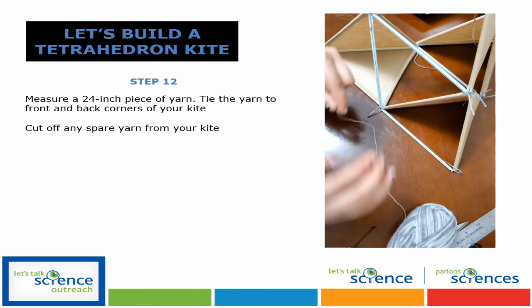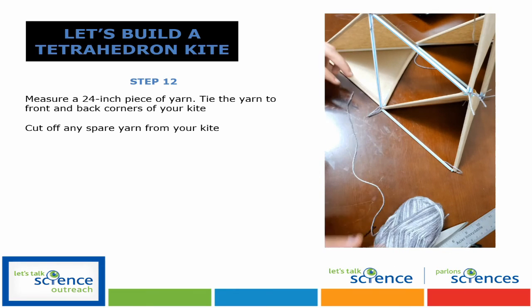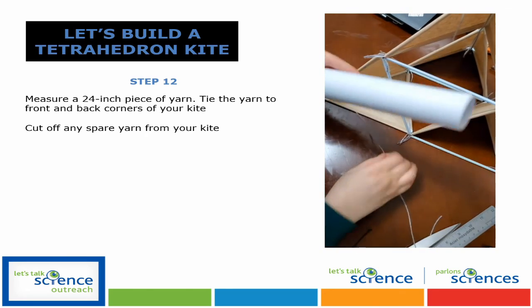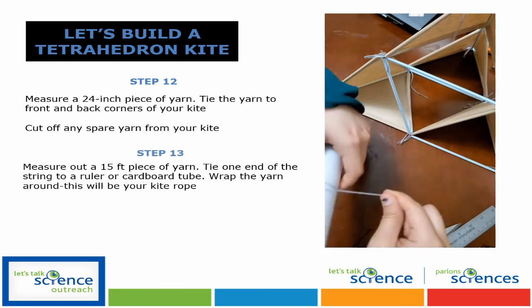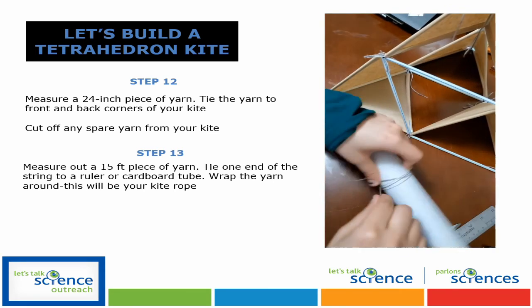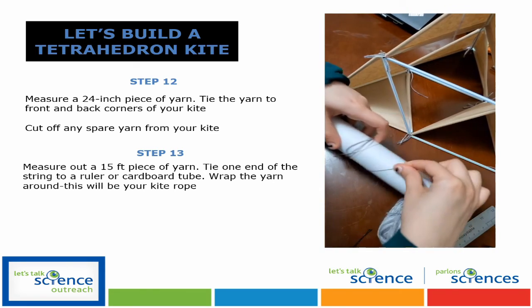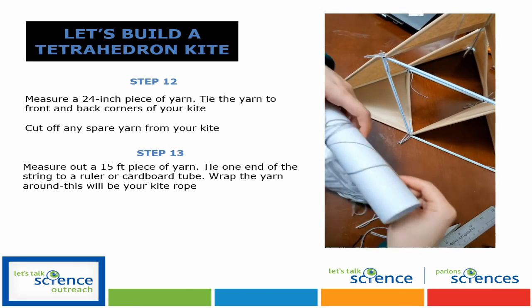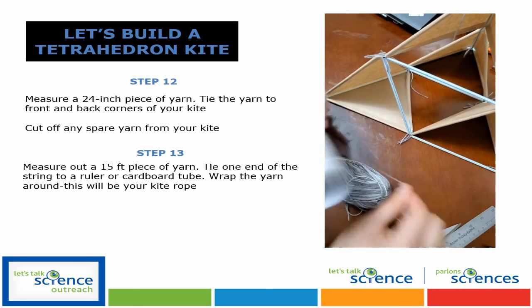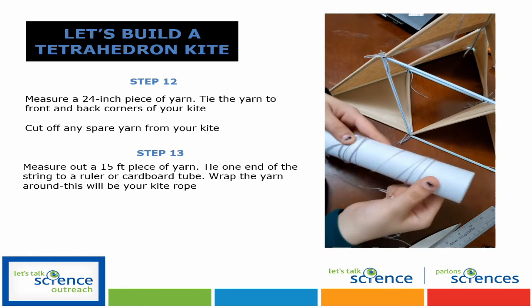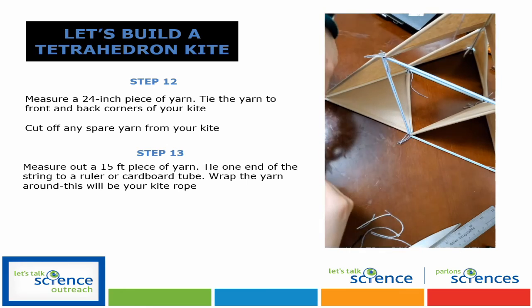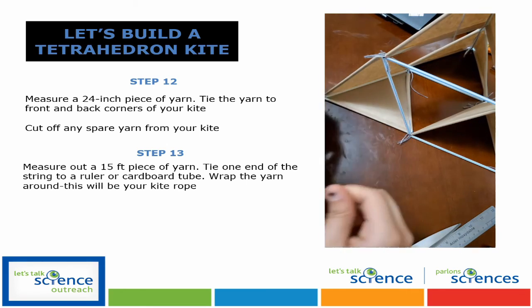Okay, so now the last thing we need to do is we have to have something for the people on the ground to hold on to while they're flying their kite. So we're going to measure out about a 15 feet piece of yarn. We're going to attach one end of the yarn to a ruler or a cardboard tube. This will be what the user holds on to. Once you've secured the string, wrap the yarn around.